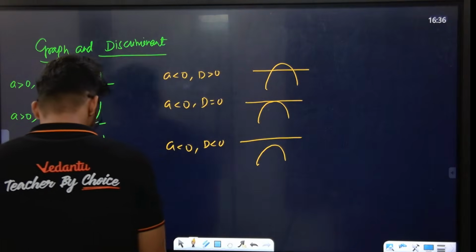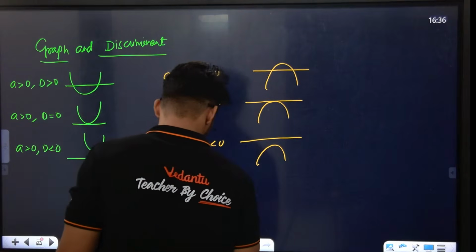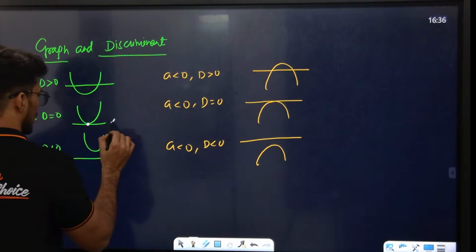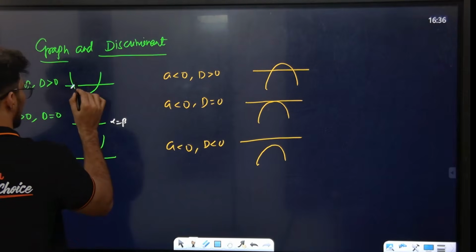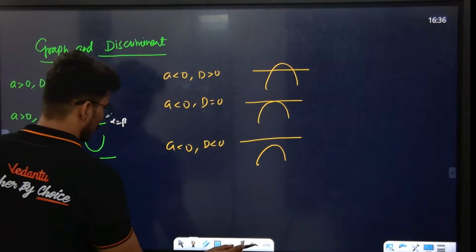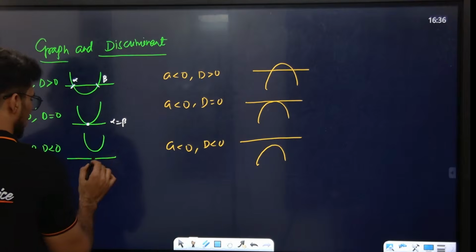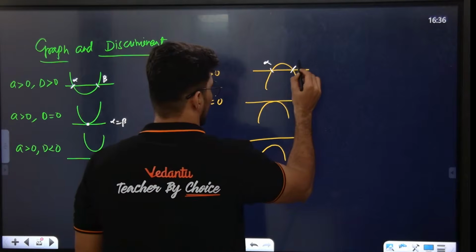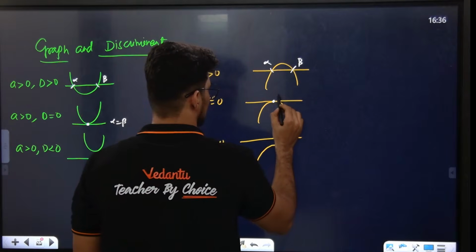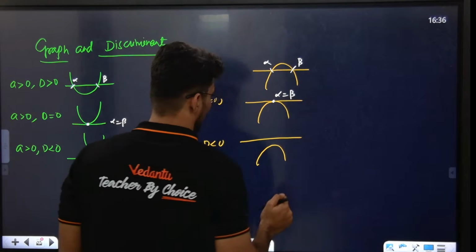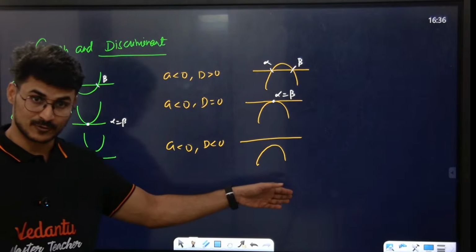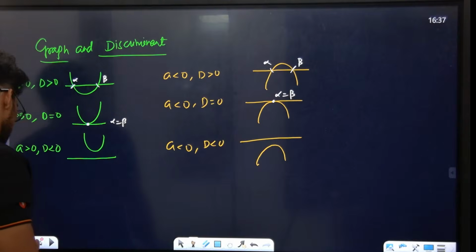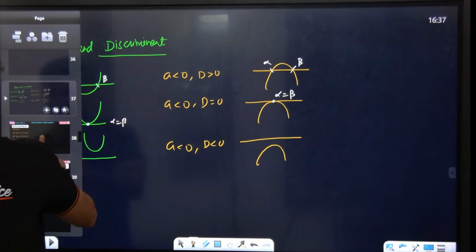Okay, sir, one more question. Here you are saying equal point, right sir? At the equal point, the two roots will be alpha and beta, where alpha is equal to beta. Here there are no real roots in fact. Yes. Okay, next.